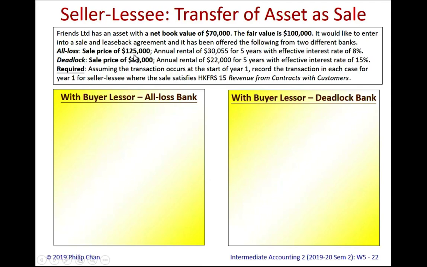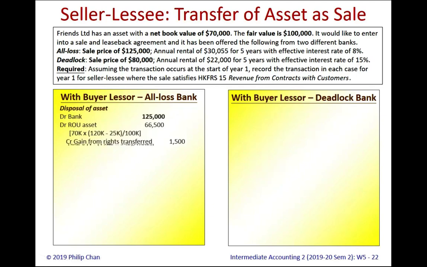You sell these things to All Loss, receiving 125,000. Remember, you must remove the asset as well, which is 70,000. Now once you've done that, you have to work out the financial liability figure by taking 30,055 times PVFOA 8% for 5 years, which turns out to be 120,000. Stop. Now we can determine whether we have a gain from rights transfer.